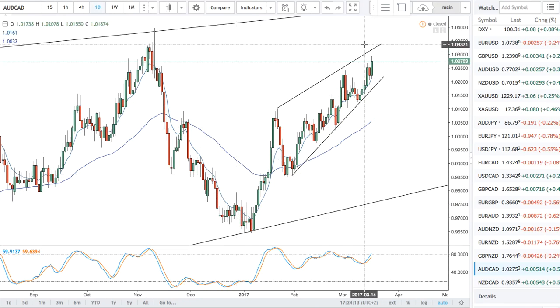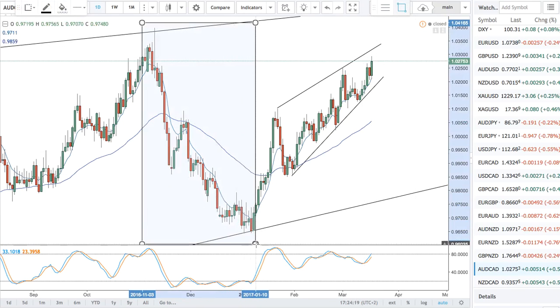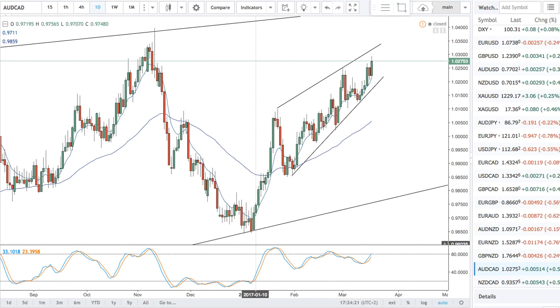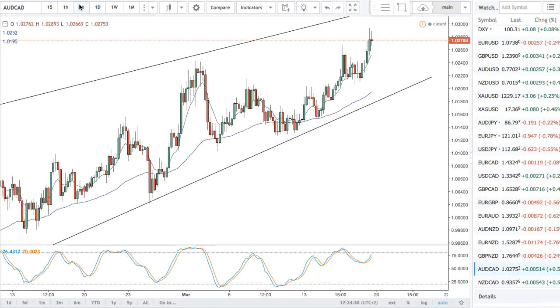I would prefer to see it higher. I don't have a view on this, that this is some kind of correction of this. You can make an argument that it is. That's not the one I'm favoring now, but because of the narrowing structure on this, I am going to be looking to sell this pair in the coming days. Let's see it exhaust itself.